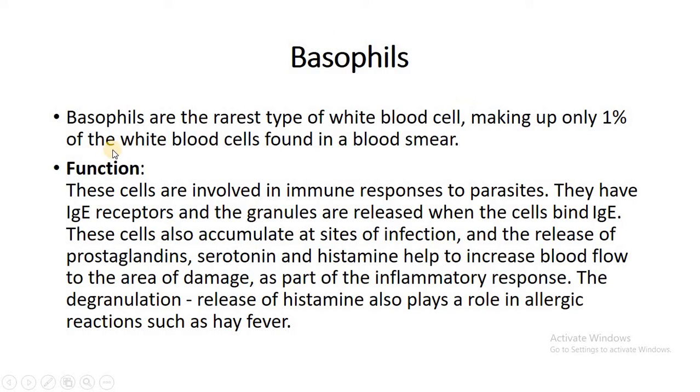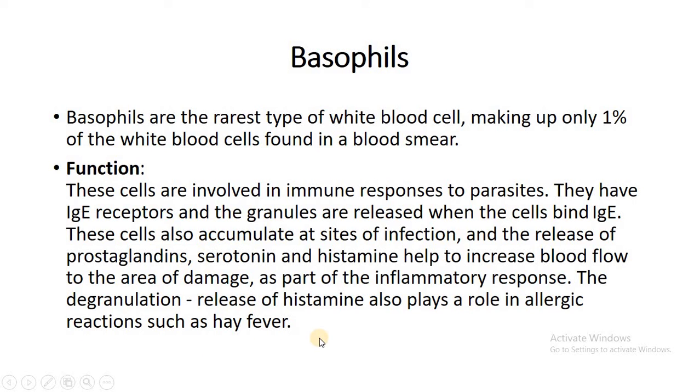is the basophil. Basophils are the rarest type of white blood cells and make up only 1% of the blood cell types. These cells are involved in the immune response to parasites and have IgE receptors, so they bind to the IgE antibody. They accumulate at the site of infection and release prostaglandins and histamines. They are mainly involved in allergic reactions, that is, degranulation during hay fever.